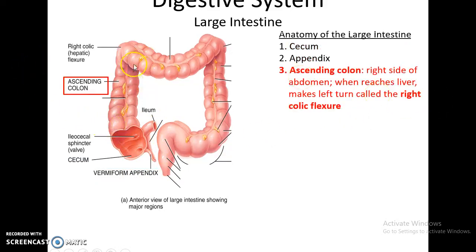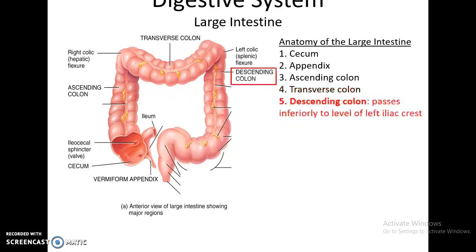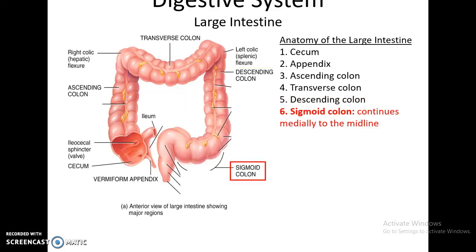Then you have the ascending colon going up the right side of the abdomen. When it reaches the liver, it makes a left turn called the right colic flexure. Then you have the transverse colon that continues across the abdomen, and when it reaches the end of the abdominal cavity, it will then form a 90-degree turn called the left colic flexure. And then you have the descending colon going down the left side of the abdominal cavity until it gets to about the level of the iliac crest.